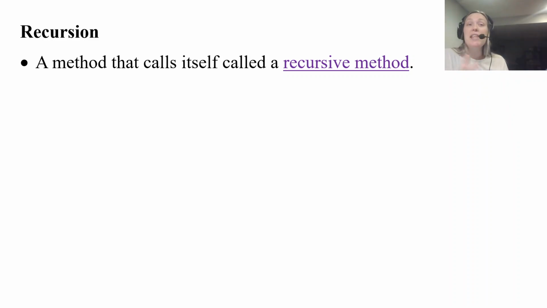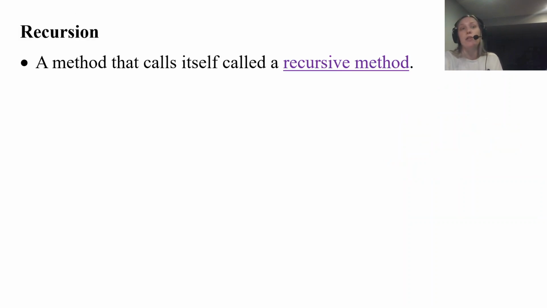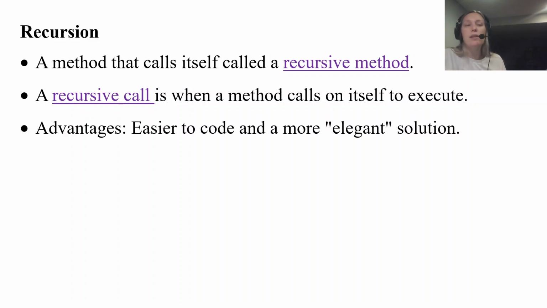A method that calls itself, that's a recursive method. That's what it takes to make a method recursive, is it has to call on itself. So here, the fact that I added g and it called on itself, that's what makes g a recursive method. If it calls on a different method, it's not recursive. It has to call on itself to be recursive. The recursive call is when a method calls on itself to execute. So a recursive call happens when it has that self method call.